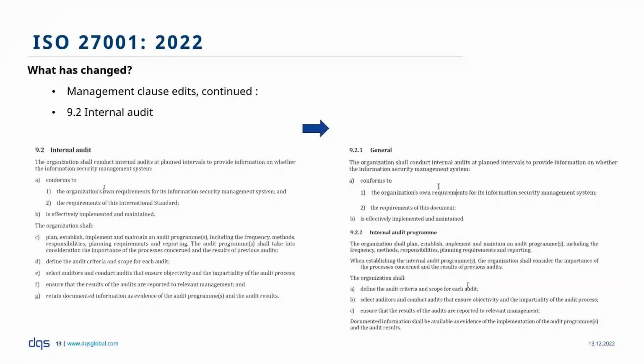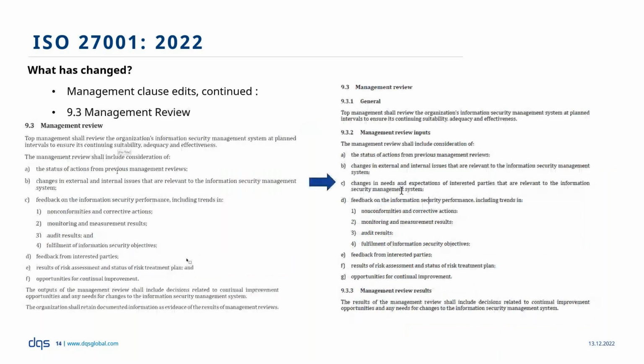In 9.2, internal audit, the requirements have been split into two subsections. The wording of the requirements remain more or less the same, so I do not see any changes in the implementation or auditing aspect of this requirement. In 9.3, management review requirements have been split into three subsections. One change is the addition of C to document the changes in the needs and expectations of interested parties.